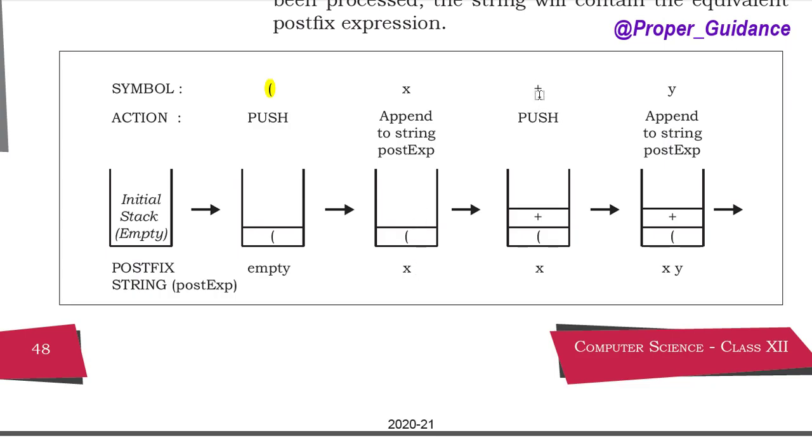After that push again, the operator plus is here. When operator plus is here, we push it, and then y is here, append it to the string post exp. This is the postfix string. Post exp is used for the postfix string which you have to show at the last. So here we are writing x, push plus, and y, so xy plus.